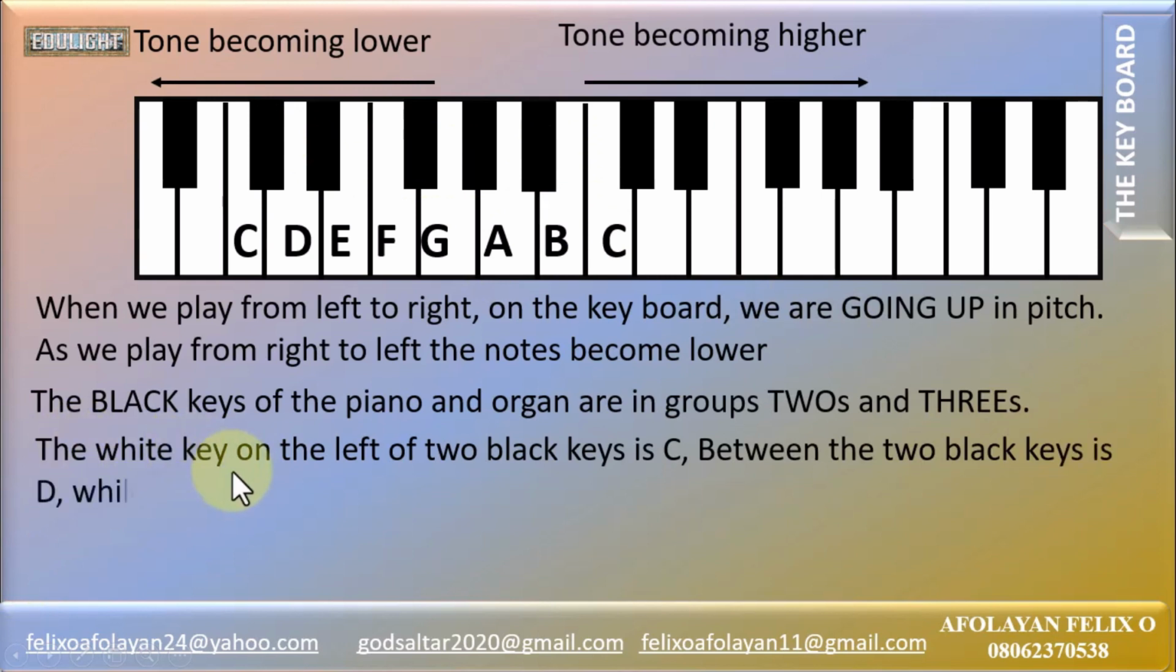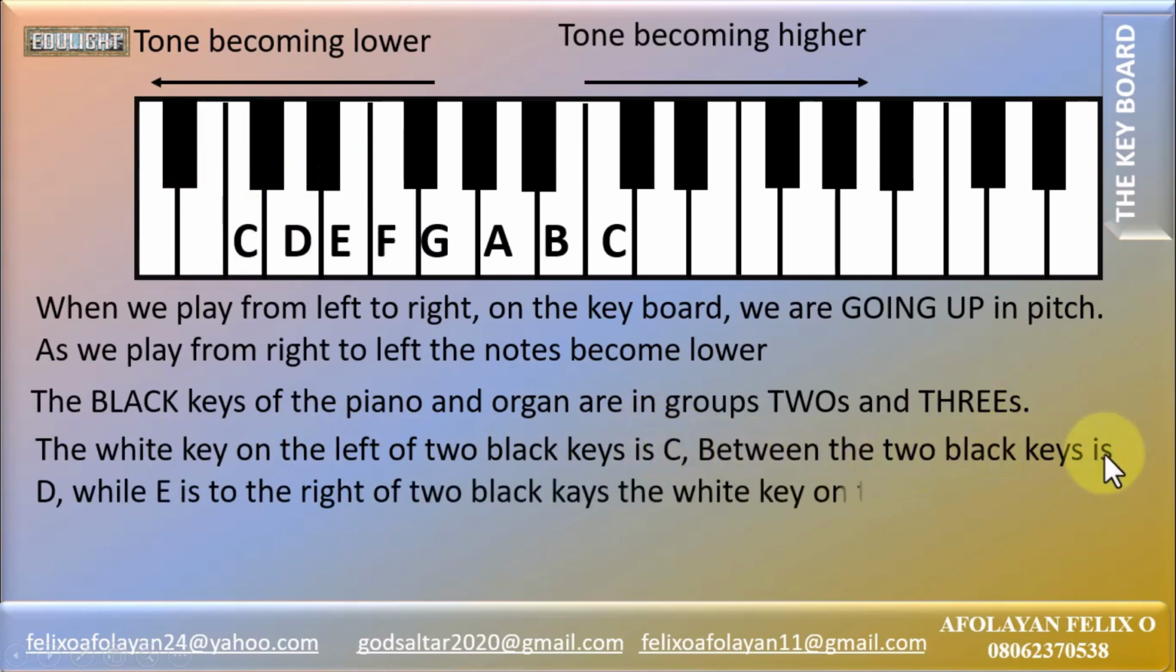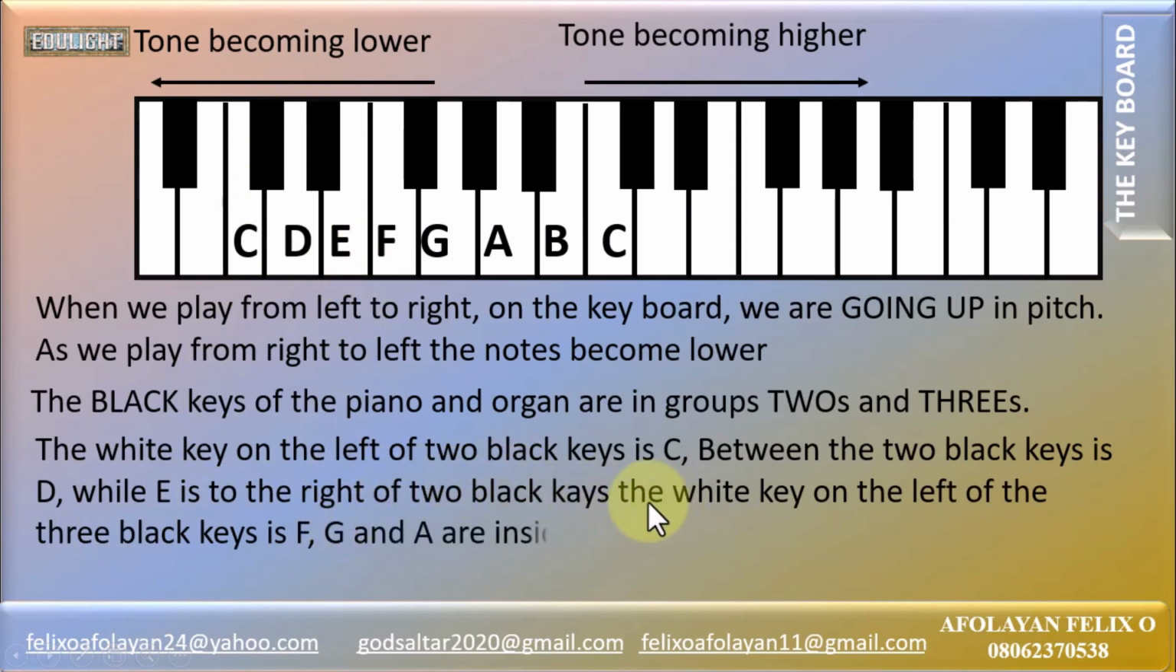The white key on the left of the two black keys is called C. Between the two black keys is called D. E is to the right of the two black keys. The white key on the left of the three black keys is called F. G follows, and A are inside, and B is on the right of the three black keys. I believe this is clear and it's well seen.